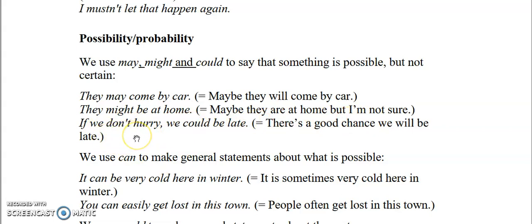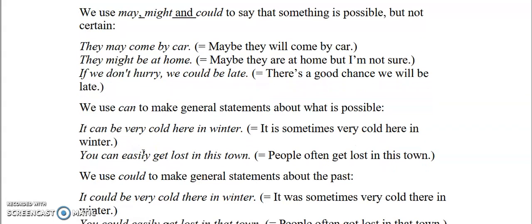So as you can see, there is a difference at the level of possibility or certainty. The highest degree of certainty is could, followed by may, and finally might. If you're not sure at all about something, you're supposed to use might.